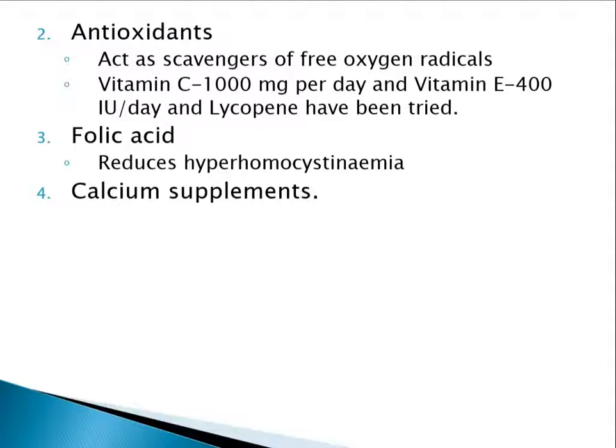Then other agents have been tried, like antioxidants. Antioxidants act as scavengers of free oxygen radicals. That is, scavengers means they remove the free oxygen radicals from the system. So vitamin C 1000 milligrams per day, vitamin E 400 units per day, and lycopene. All these antioxidants have been tried. They have been successful in some patients, not successful in other patients, etc. Then folic acid has been tried because it reduces hyperhomocystinemia. I told you there is hyperhomocystinemia in preeclampsia. So this reduces hyperhomocystinemia, thereby hoping that it will reduce the blood pressure.